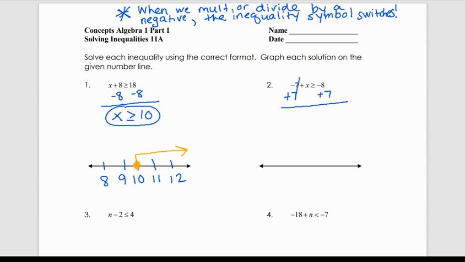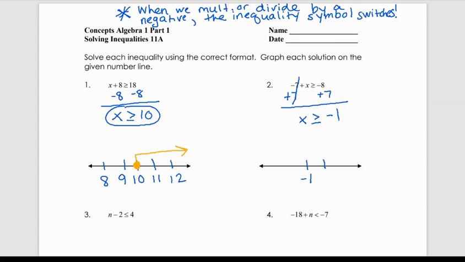Now those 7s cancel. I'm left with x, and then we need to remember how to add and subtract positives and negatives. Negative 8 plus 7 is negative 1. My inequality symbol did not switch because I did not multiply or divide by a negative. Now when we make this number line, we're going to make sure we have negative 1 there.